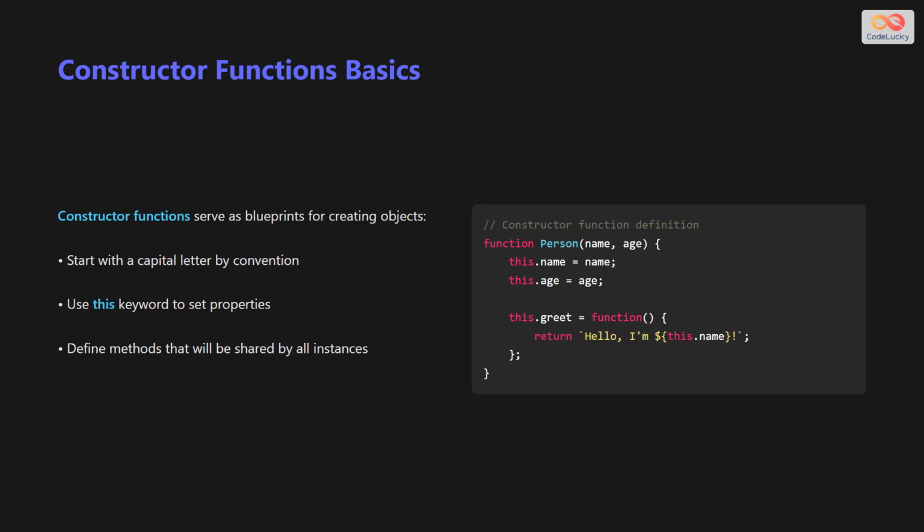In this example, a constructor function named person is defined. It takes name and age as arguments and assigns them to this.name and this.age respectively. A method named greet is also defined inside the constructor function that returns a greeting message using the name property.